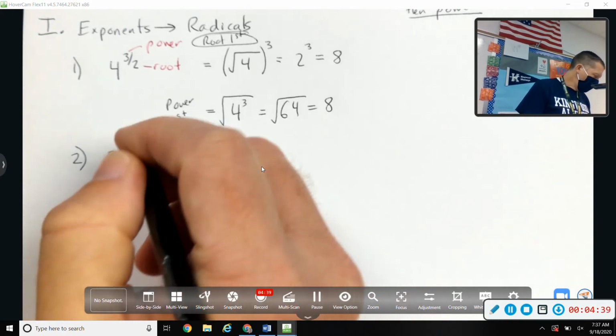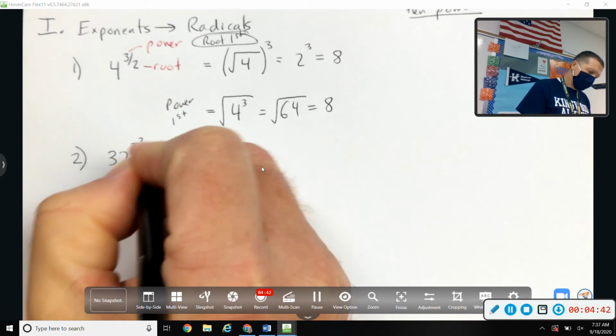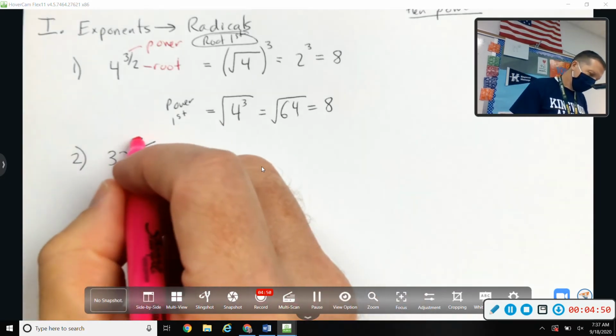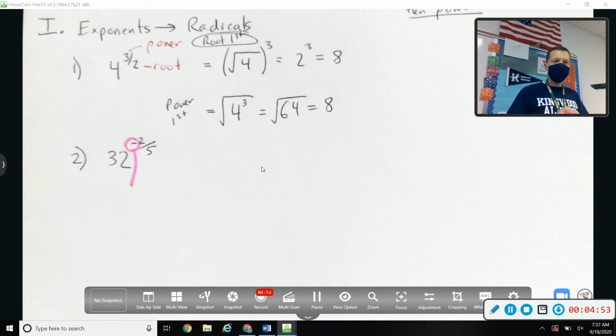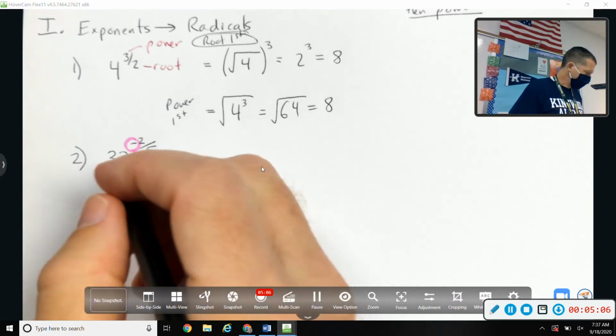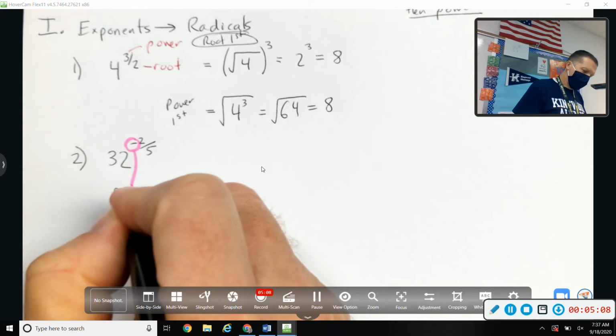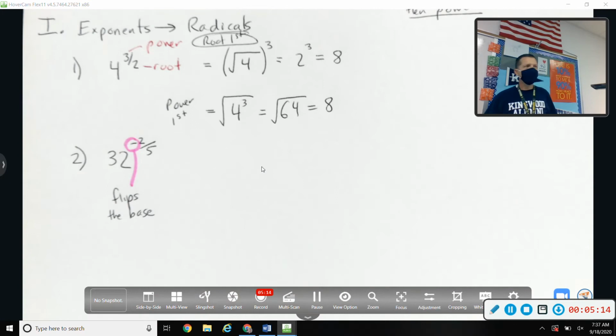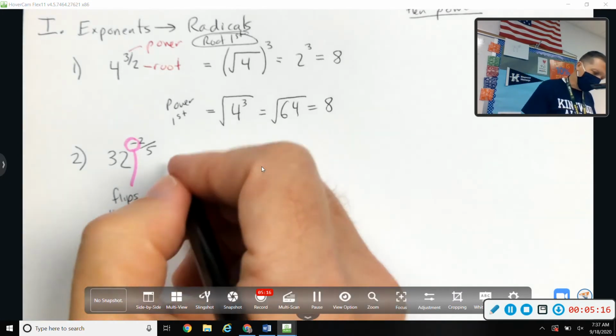All right, 32 to the negative 2/5. Oh, here's a rule we might not have considered in a while. What does the negative exponent do? Do you remember? What does this mean? It flips it. So if it was in the bottom, it'd flip it to the top. If it's in the top, it flips it to the bottom. So a negative exponent flips the base. It doesn't flip the exponent, it flips the base. So we'll flip the 32 into the bottom.